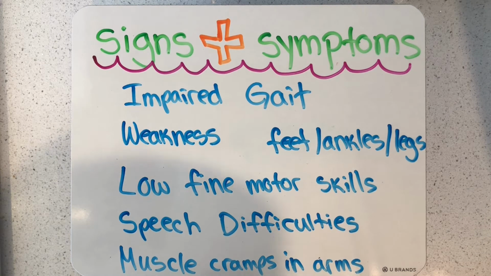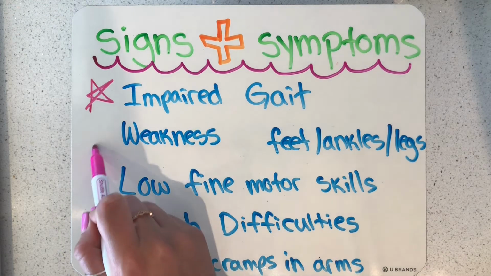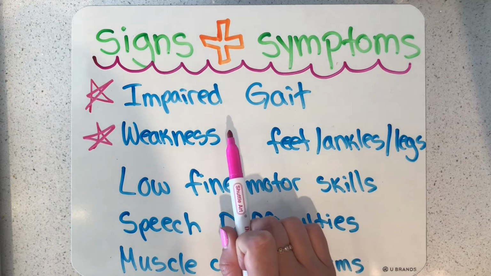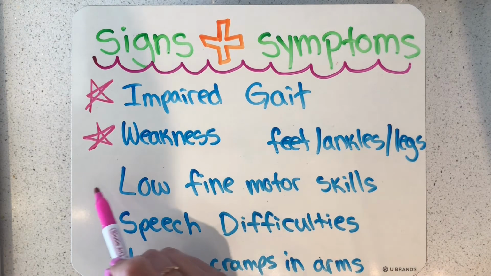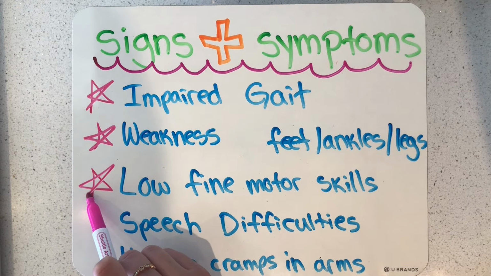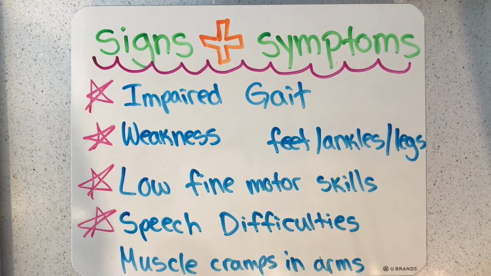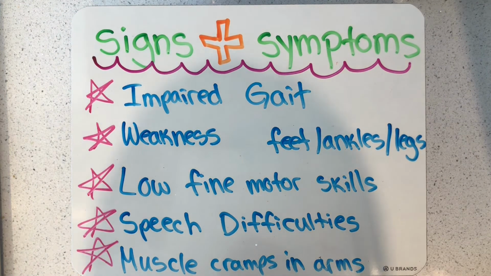Signs and symptoms of amyotrophic lateral sclerosis include an impairment of the gait, as well as a weakness in the feet, ankles, and legs contributing to impaired gait. It also includes low fine motor skills within the hands, speech difficulties and control of the mouth, and muscle cramps within the arms. All of these signs and symptoms are contributed to the low motor control and movement of muscles as a result of ALS.